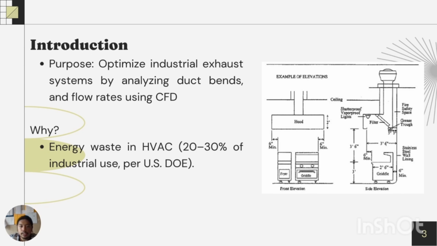The purpose of this project is ultimately to optimize industrial exhaust systems by analyzing the degrees of duct bends and the flow rates determined in the software using CFD, which is ANSYS. Why? Because based on the US Department of Energy, energy waste in HVAC is around 20 to 30% of industrial use. So this is an important matter to discuss.